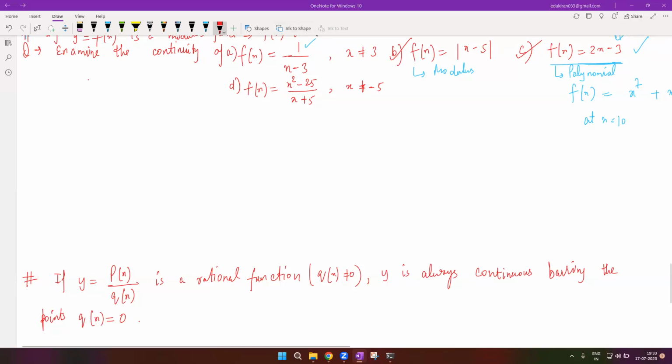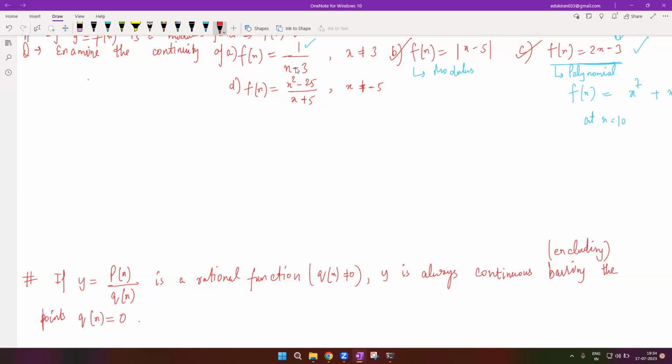Yes, you were asking something? What is the meaning of barring? Barring means excluding. Okay, sir. I mean, it will be continuous, excluding the points where your denominator is 0.